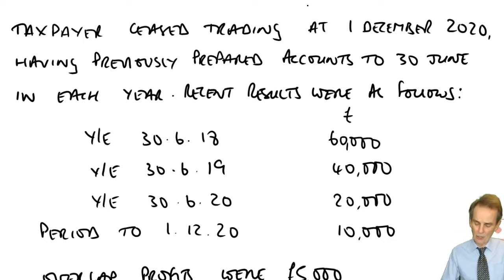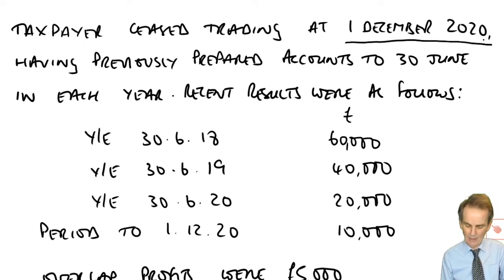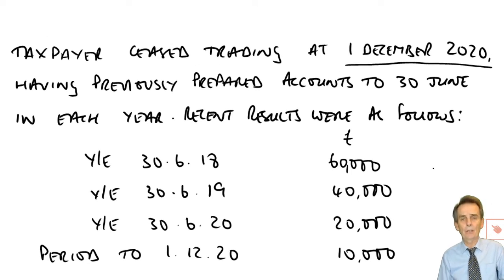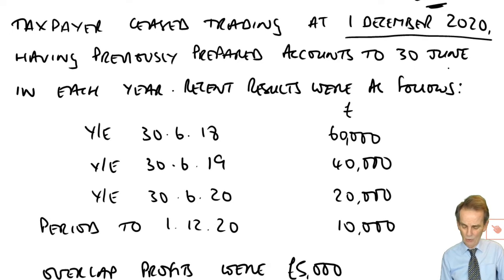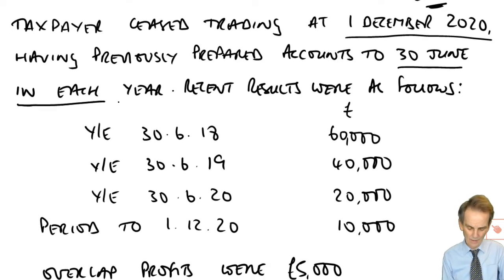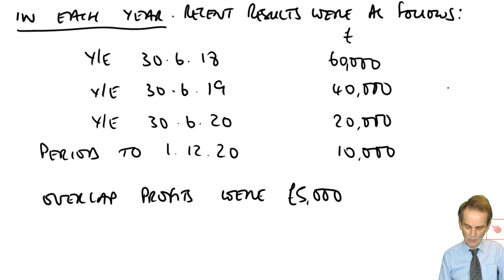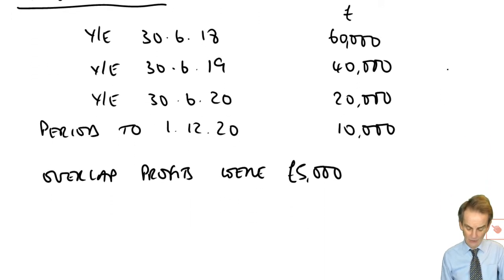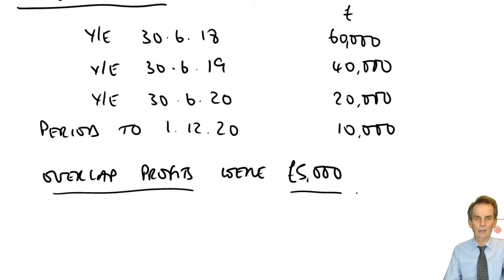This time the taxpayer ceased trading at the 1st of December 20. Now, as soon as you see cease trading, you know therefore the 3-step process that you'll need to adopt. And you also know that step 1 is of course to identify the final tax year based on that cessation of trading date. That very clearly is again the 2021 tax year. We previously prepared accounts to the 30th of June in each year, and then we have the recent results listed there. And of course, as we must have, any overlap profits, if they arose, here were £5,000.